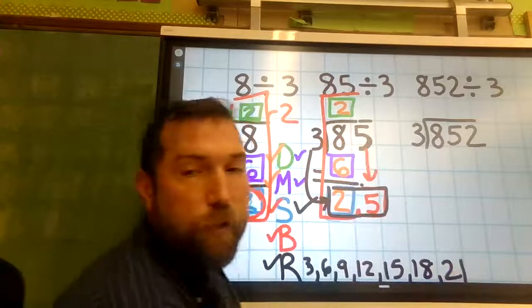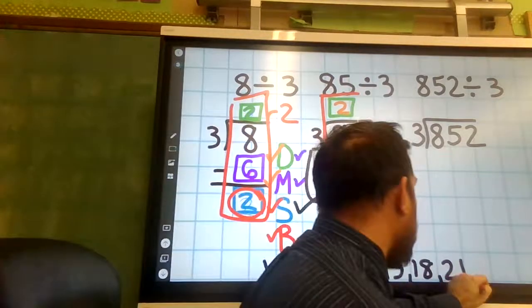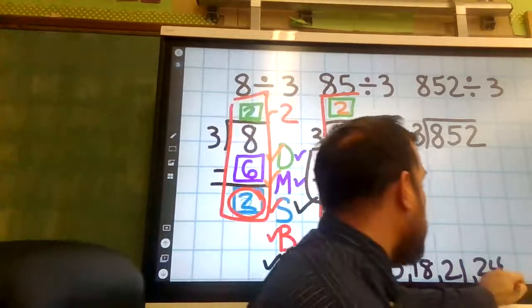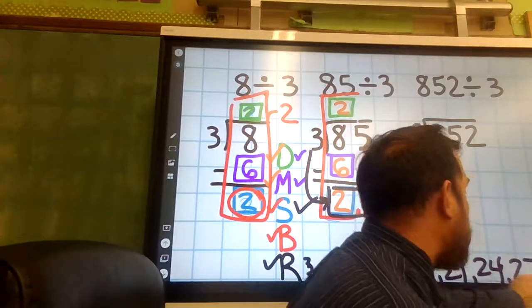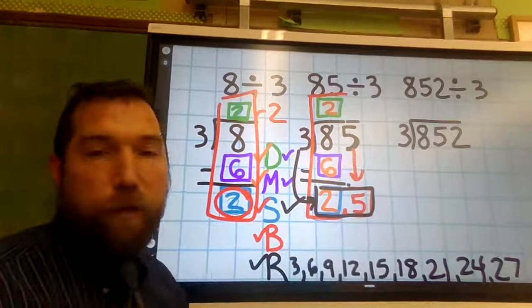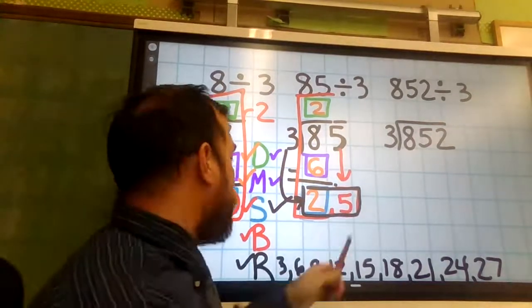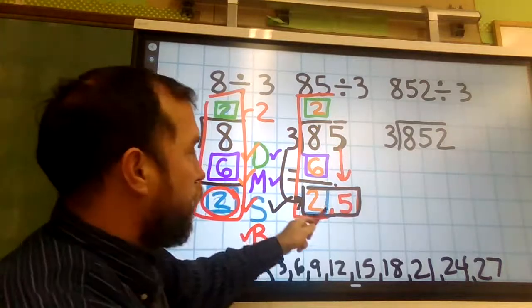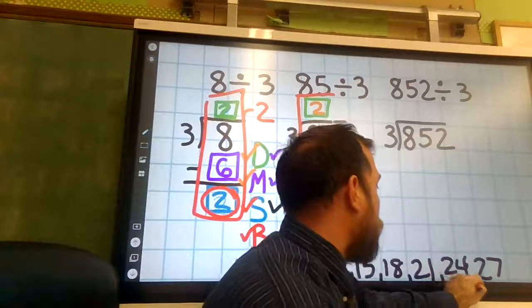I think I can get closer than that. I keep trying to get to 25. 24, pretty close. Let's see what the next one is. 27. That's too big. So I'm trying to figure out how close can I get with 3 to 25. The closest I could get was 24.